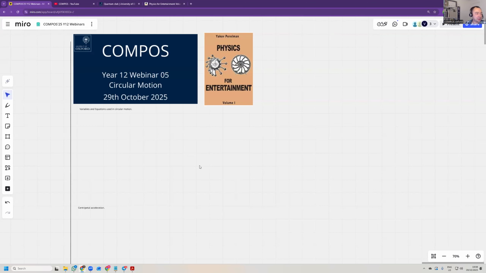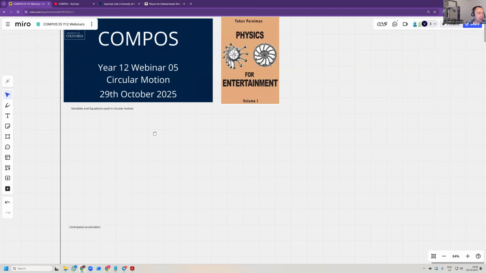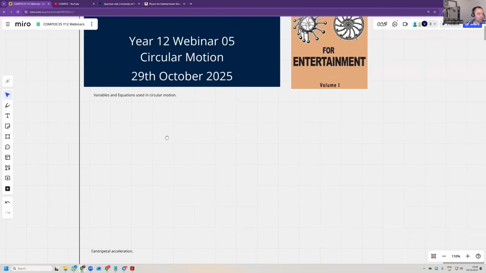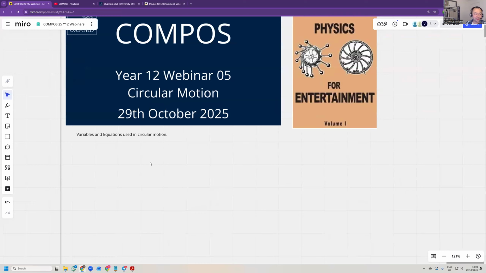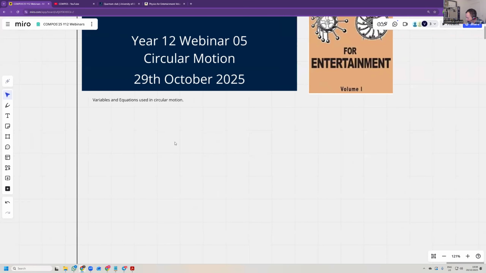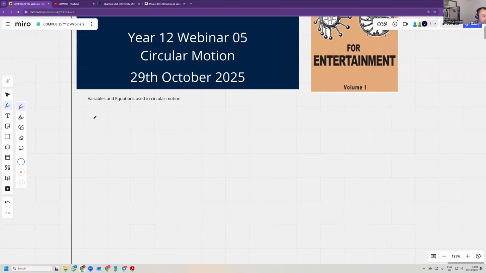This is circular motion, and this is for year 12. So first of all, I want to go through which variables we use when we talk about circular motion. Well, if something is moving in a circle, obviously you want to know the speed. So v, lowercase v, is the speed of something going in circles.